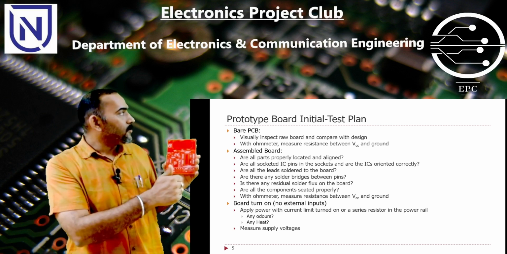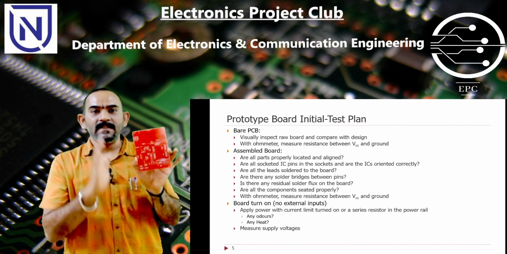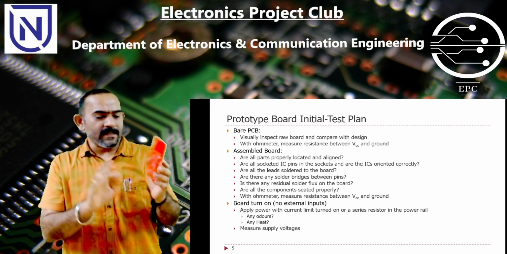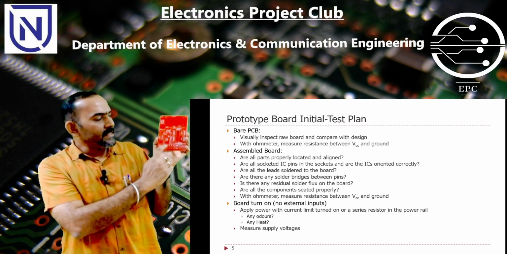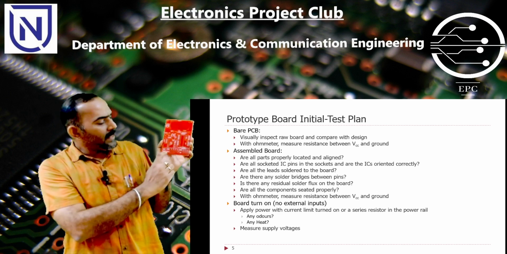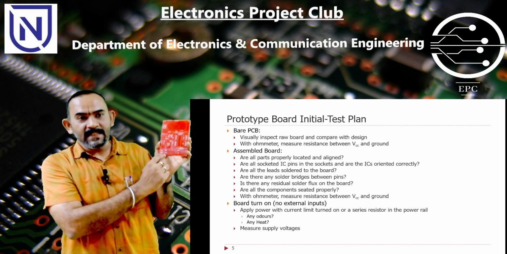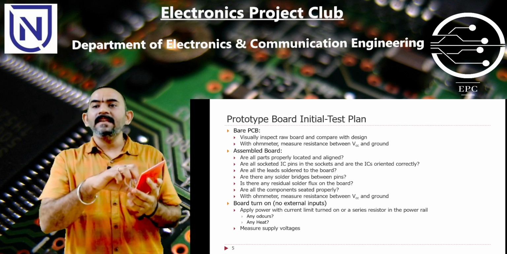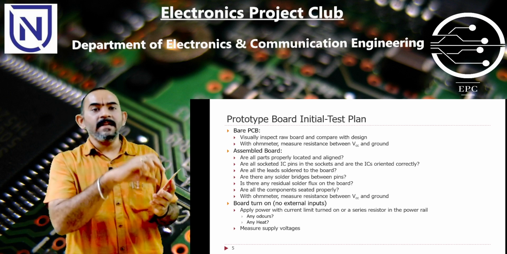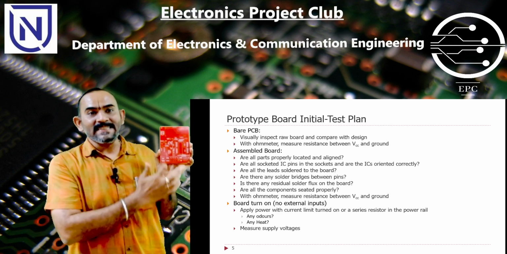So what you need to do is inspect the board. The first step is always to inspect the board. If you see here on this board, there are some numbers written, some IC numbers, some component values, and reference designators. These are written so that when we place the components we know which component goes at which place. This is known as a silk screen.